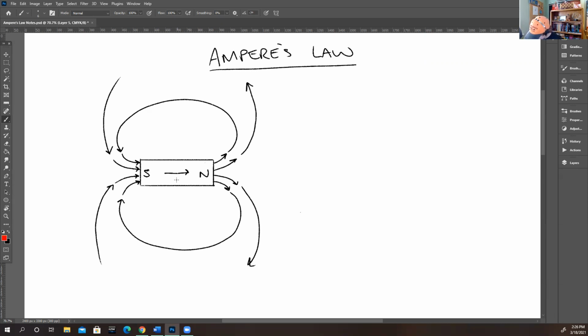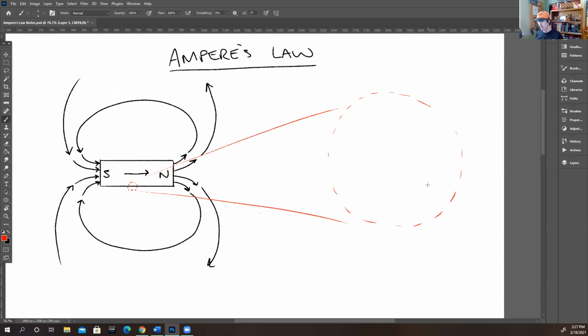Let me break off a piece of this magnet. Let me take a little chunk. I'm just going to take that little circle and zoom in. Let's zoom in on this piece of magnetic metal and look at its molecular structure.